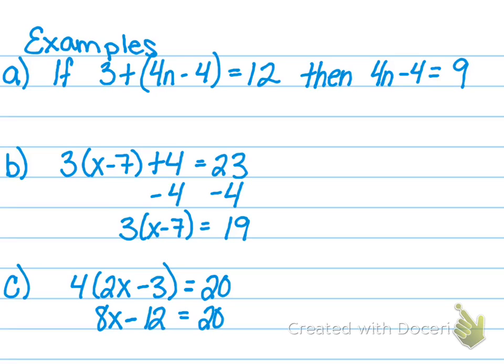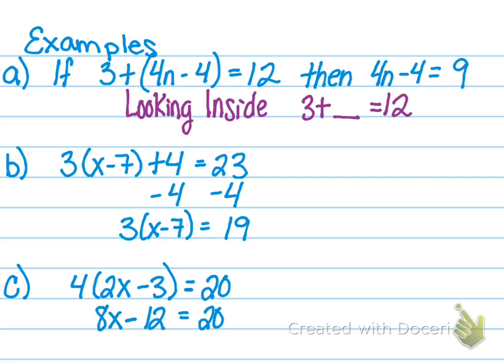Here are 3 examples using the 3 different methods. So if we first take a look at letter A, if 3 plus 4n minus 4 equals 12, then 4n minus 4 equals 9. What this person is doing is using the looking inside method. They are realizing that 3 plus something has to equal 12. Well, that means whatever that is has to be 9. So they're taking those set of parentheses and setting it equal to 9 in order to solve for the variable.